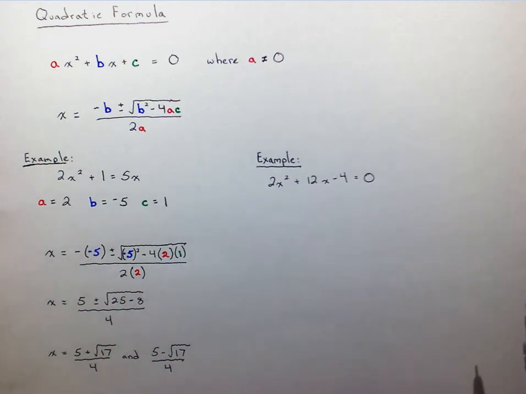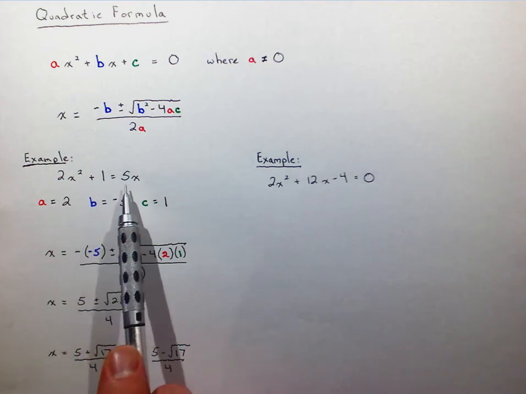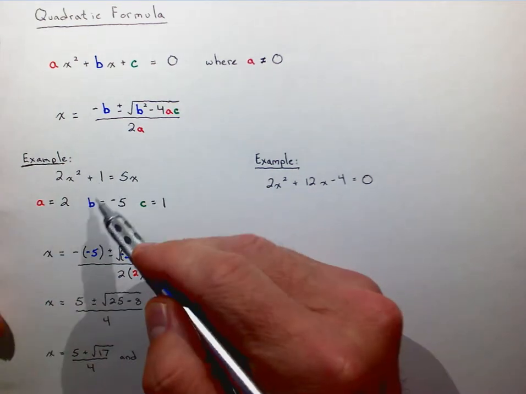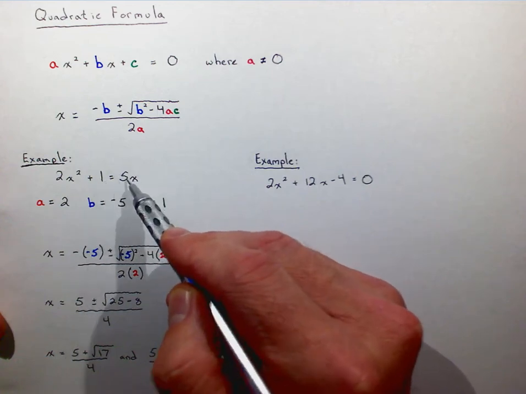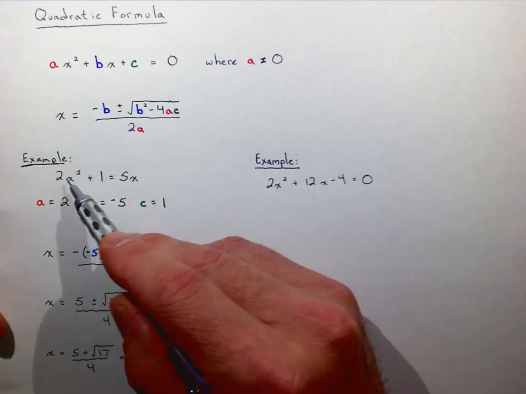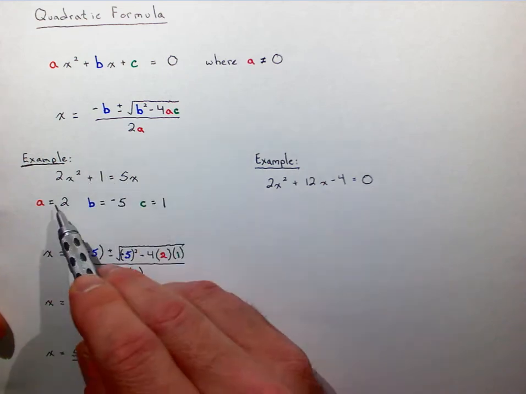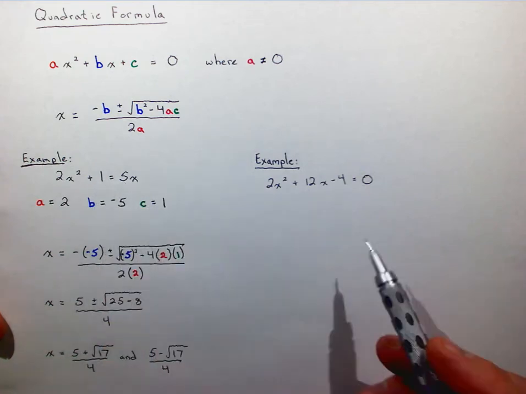So here's an example. We have the quadratic 2x squared plus 1 equals 5x. So I identify what my a, b, and c are. Notice that I have b as negative 5, because if I rewrite this and pull 5x over, I end up with 2x squared minus 5x plus 1. So a is 2, b is negative 5, and c is 1.